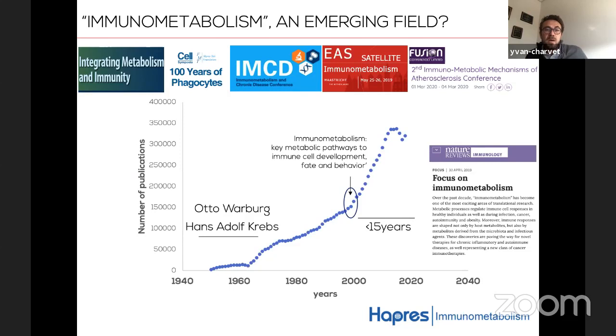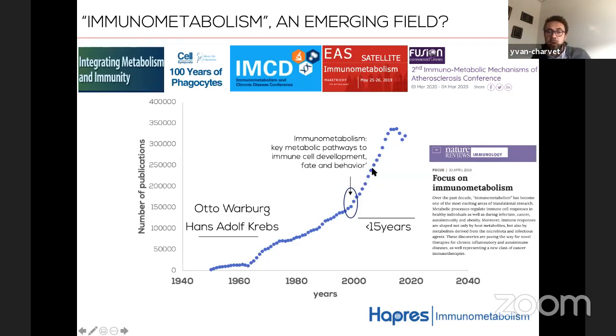But cholesterol is only a small part of the iceberg, and we know that immunometabolism is already an emerging field. The field was started in the early 50s by Otto Warburg and Hans Adolf Krebs. But really, the term immunometabolism became very familiar for all of us in the early 2010s, with the key metabolic pathways to immune cell development, fate, and behavior.